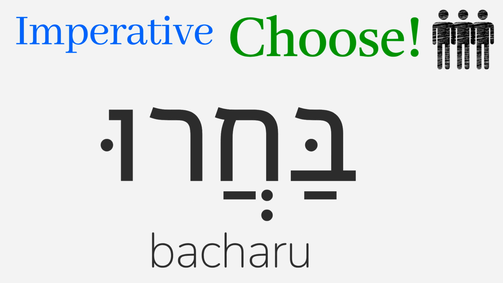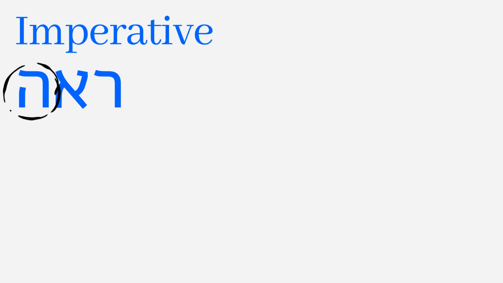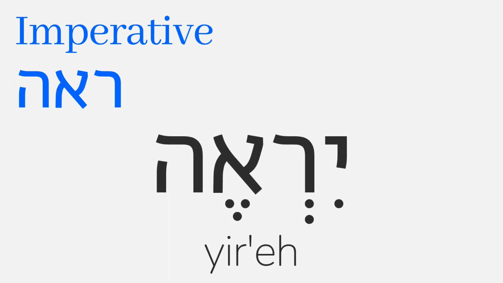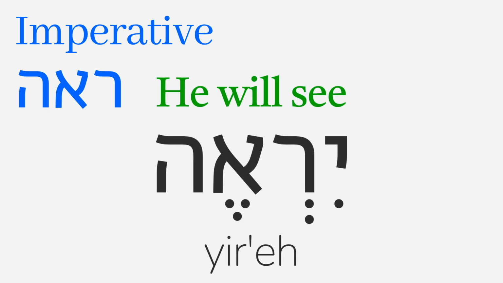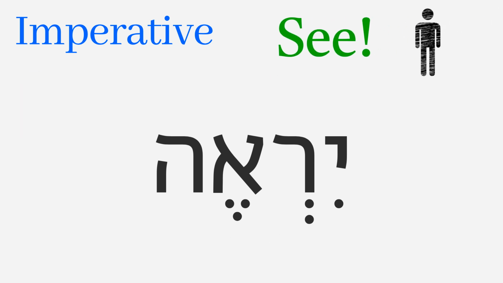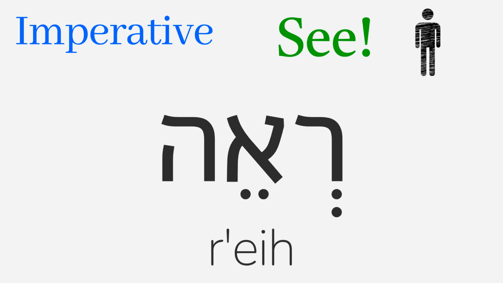To end today, let's see how commands look when the third root letter is hey. The verb yir'e means he will see, from the root resh, aleph, hey. The masculine singular command is usually made by just removing the prefix from a future tense verb like this one. But with roots ending with hey, we also must change the segol under the second root letter to tsere. That gives us re'e, which is how to order a man, see.